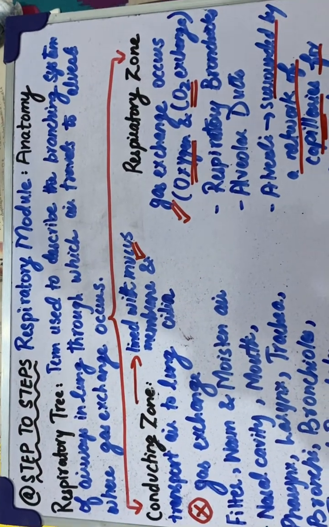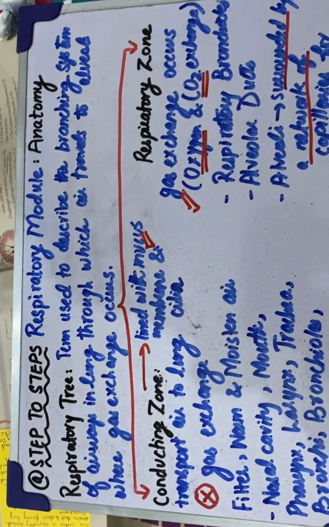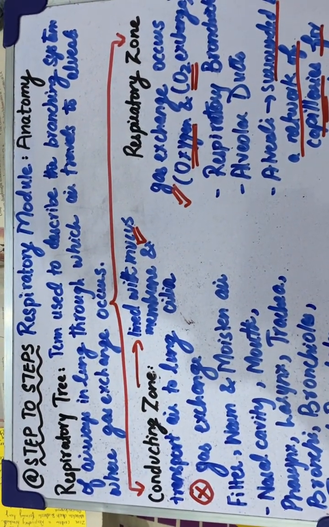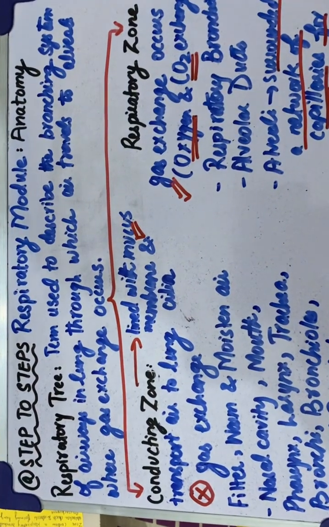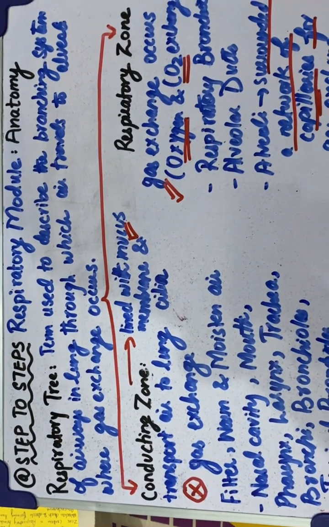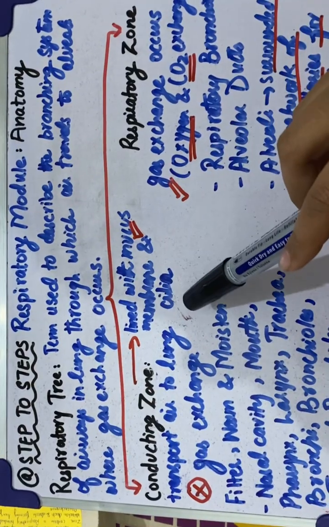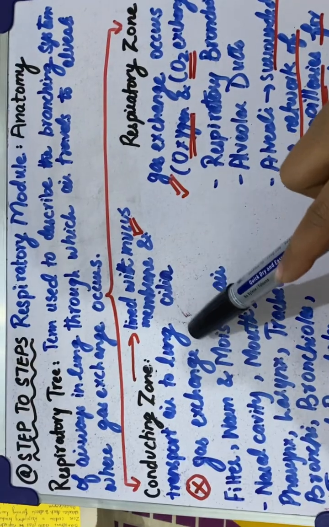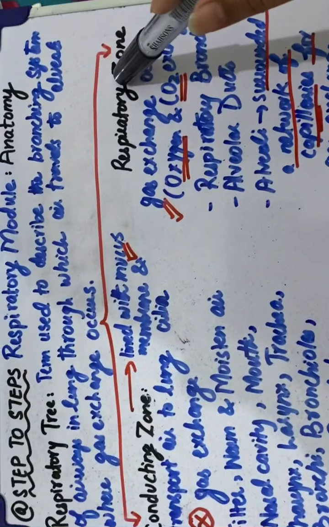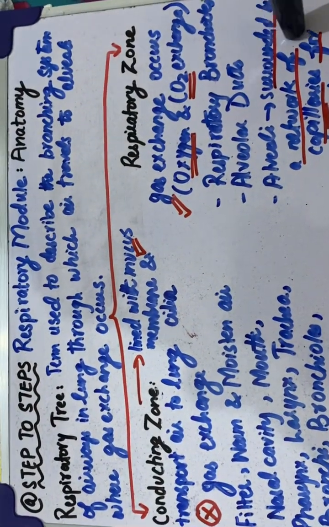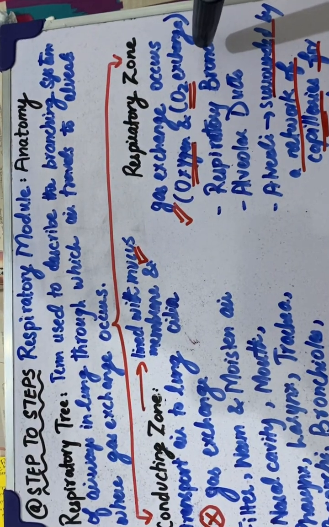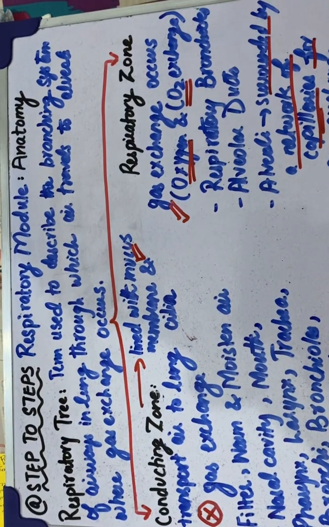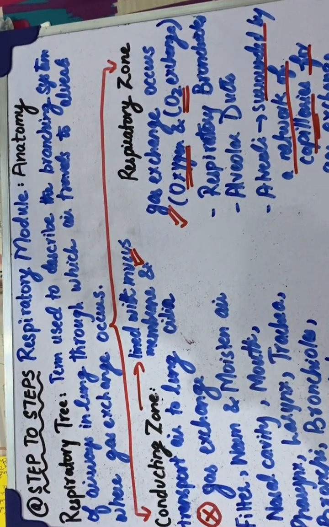So let's talk about the conducting zone. The conducting zone is basically all of the parts of the respiratory system which transport air to the lung. The most important thing to remember is that there is no gas exchange which occurs here. While the respiratory zone is the main site for the respiratory gas exchange, that is, oxygen and CO2 are exchanged with the tissues.